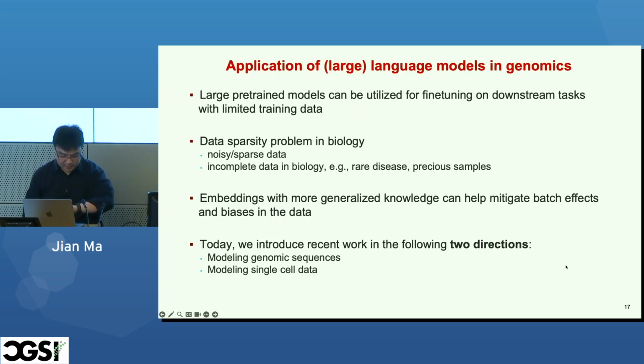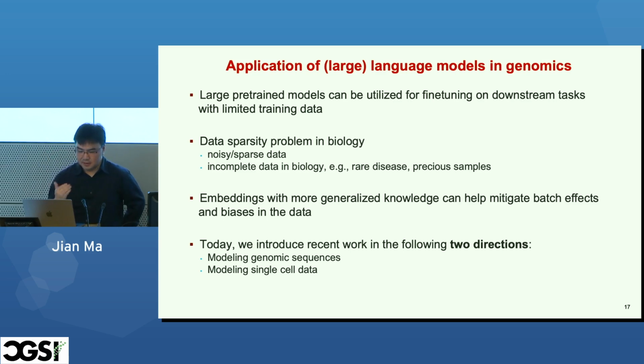All right, so let's get to the second part, the applications of these models in genomics. These large pre-trained models can be utilized for fine-tuning on downstream tasks with limited training data, right? That's certainly one motivation for why these kinds of models can be used in biology, because we know that in many contexts, data itself is sparse and noisy in certain conditions. You actually don't have that many data sets. The data sets are also incomplete, like rare disease or very precious samples that you cannot get.